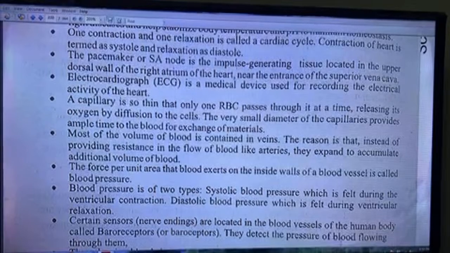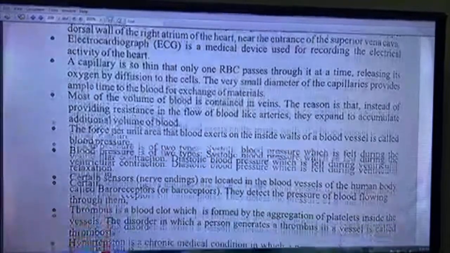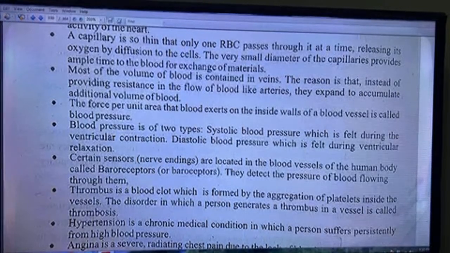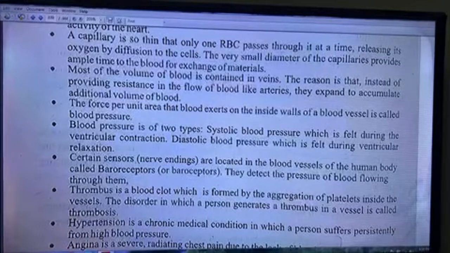The pacemaker or SA node is the impulse generating tissue located in the upper dorsal wall of the right atrium of the heart, near the entrance of the superior vena cava. Electrocardiograph, ECG, is a medical device used for recording the electrical activity of the heart. A capillary is so thin that only one RBC passes through it at a time, releasing its oxygen by diffusion through the cells. The very small diameter of the capillaries provides ample time to the blood for exchange of material.